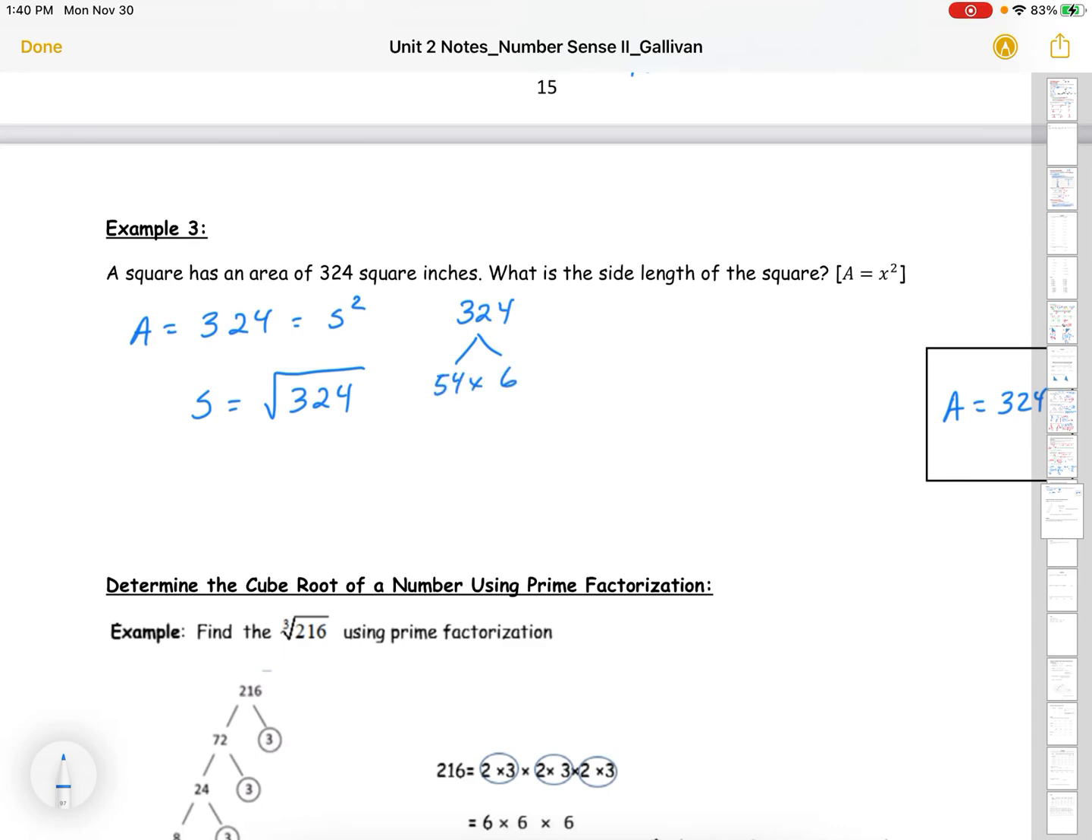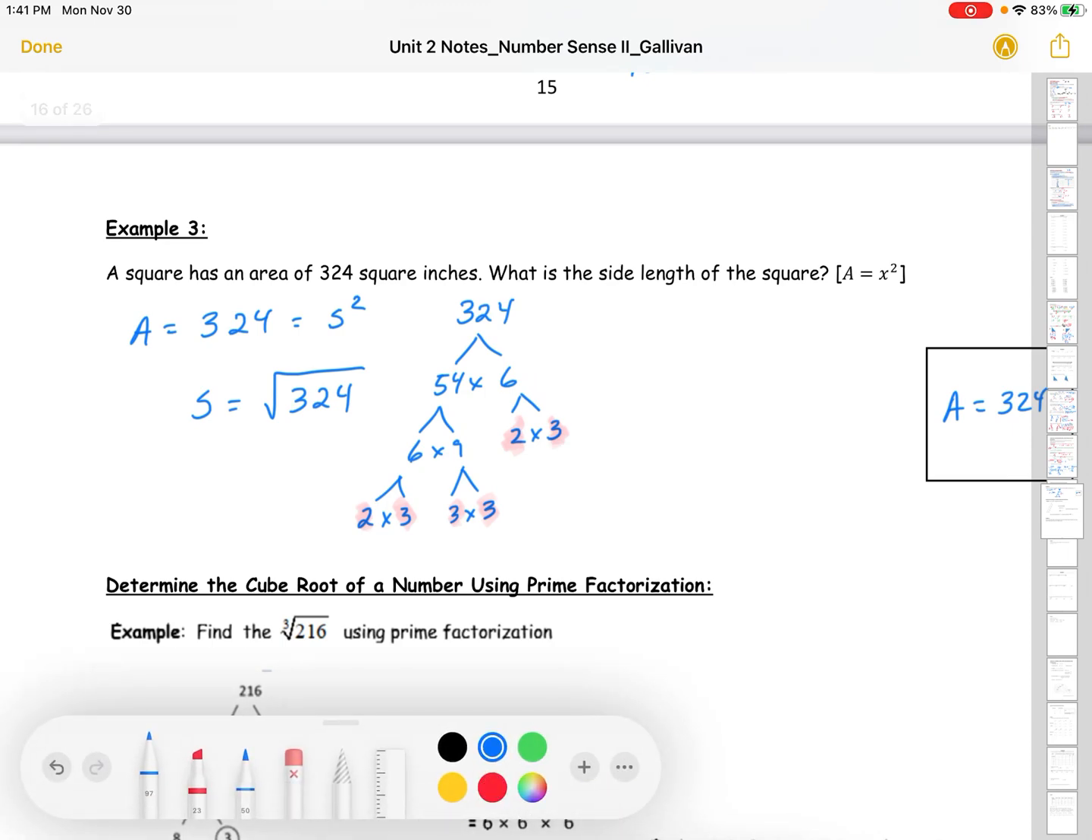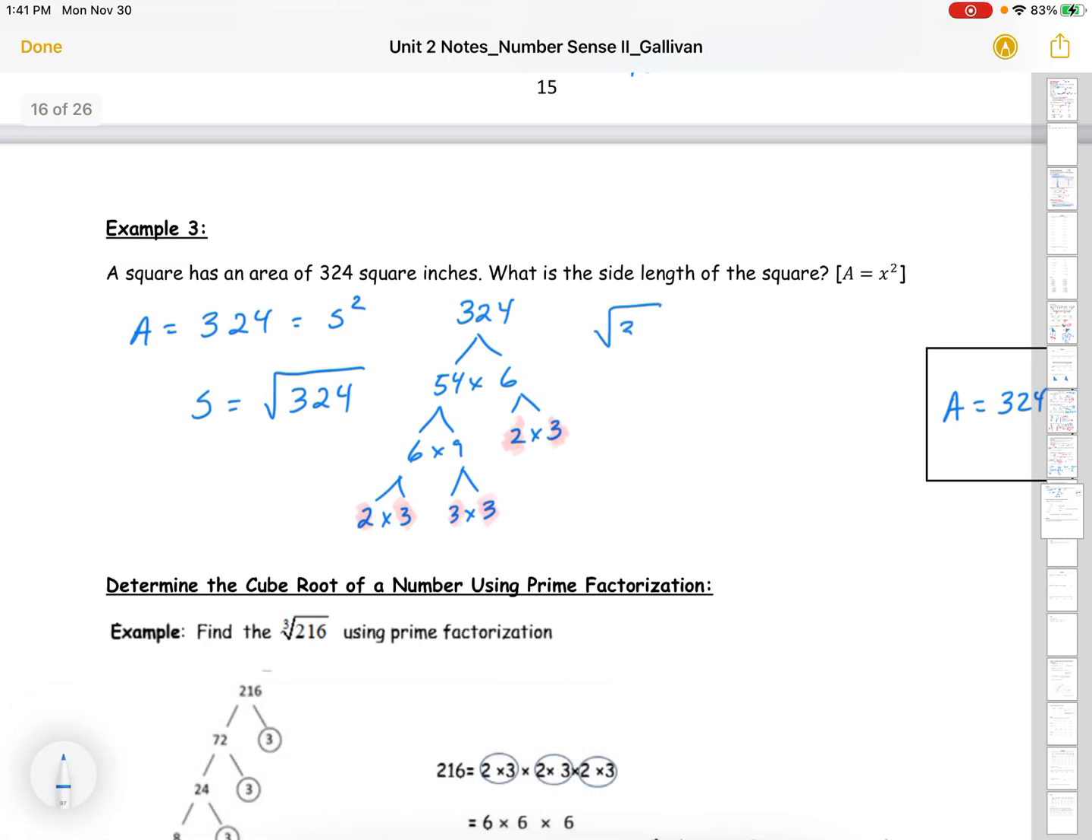is 54 times 6. 54 is 6 times 9. And 6 is 2 times 3. 6 is 2 times 3 here. 9 is 3 times 3. Let's make sure we're all prime. 2, 3, 3, 3, 2, and 3. All prime. Now let's list them out in pairs in order. So we're looking for the square root of 324. So we have 2 times 2 times 3 times 3 times 3 times 3. We're going to circle our pairs, 2s, 3s, and 3s, and then we are going to get our answer.